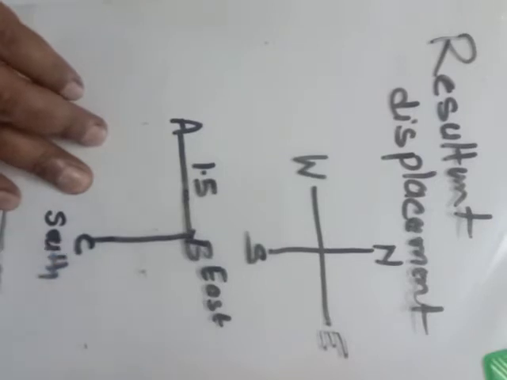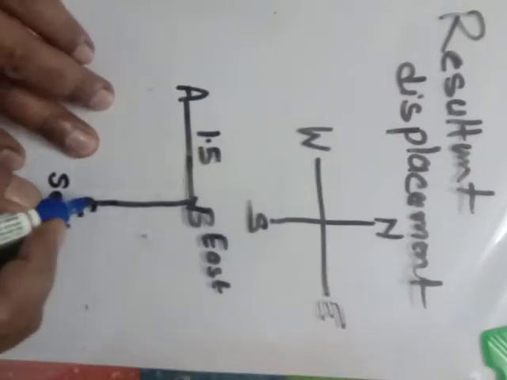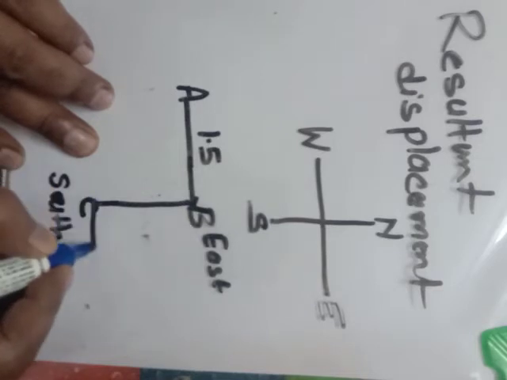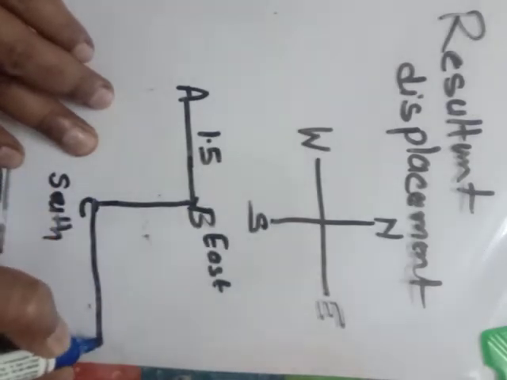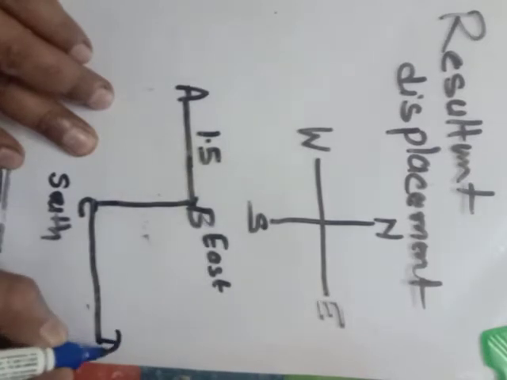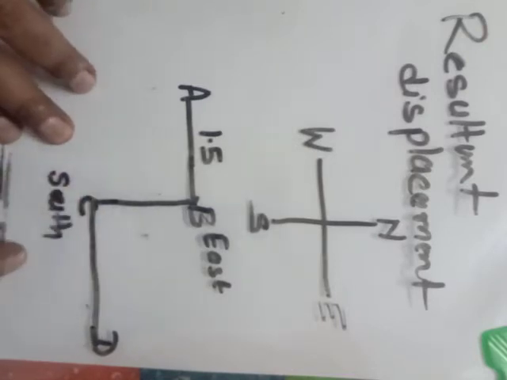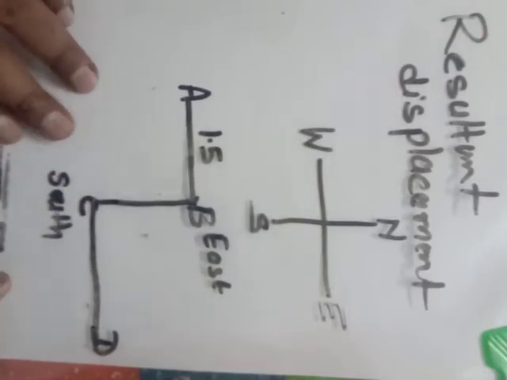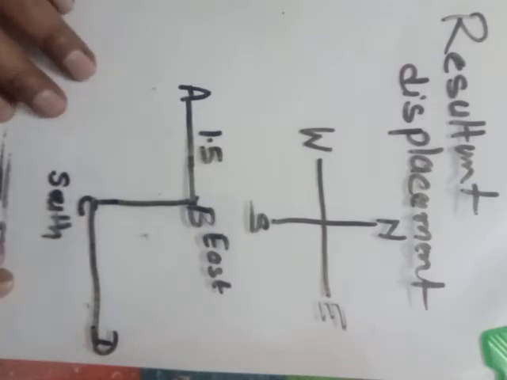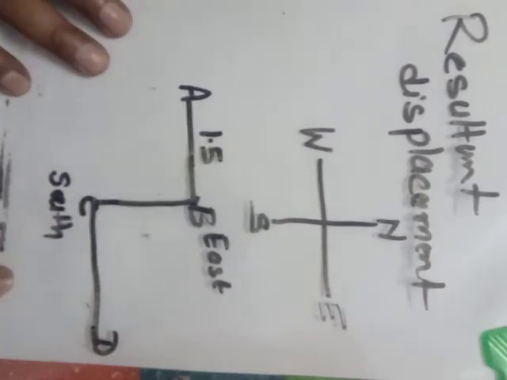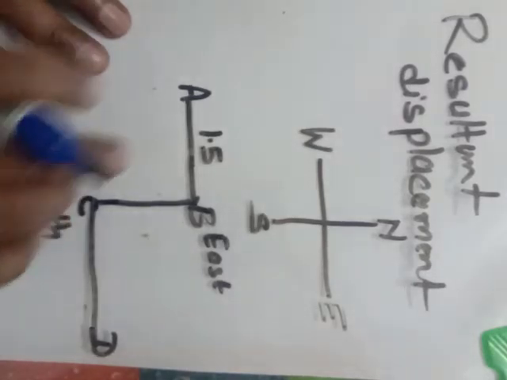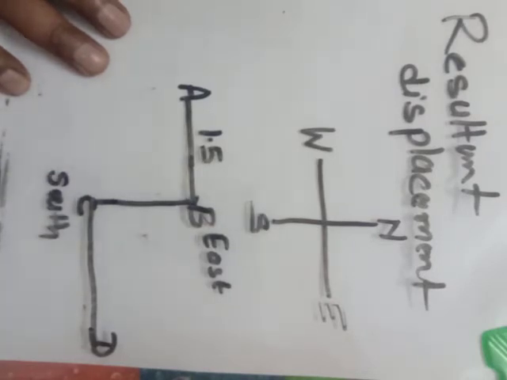So from point C, I will draw this. This is point D. Now this is a diagram of the question as per direction. So what will be the displacement? To calculate the displacement, here we will use the vector addition formula. Why? Because displacement is a vector quantity.